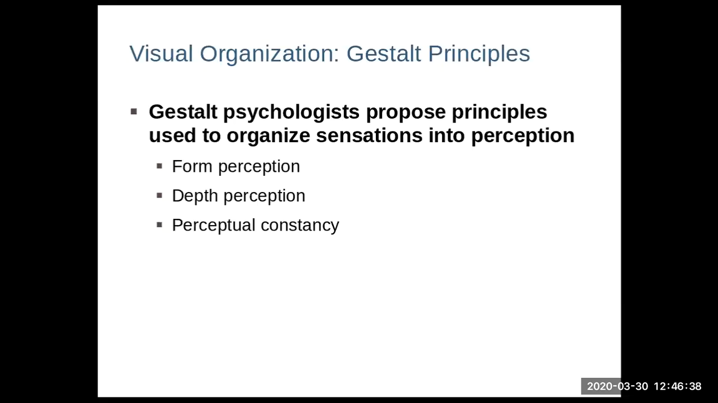Well, there is a subfield of psychology that was started in the 1950s or 60s in Germany called Gestalt psychology. And Gestalt basically means the whole is greater than the sum of its parts. So Gestalt psychologists wanted to determine just that question. How do we take a bunch of shapes and put them together to make sense into what we see in the world? So Gestalt psychologists propose certain principles that are used to organize these senses into a whole perception.